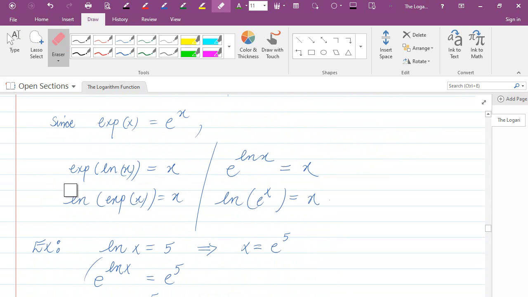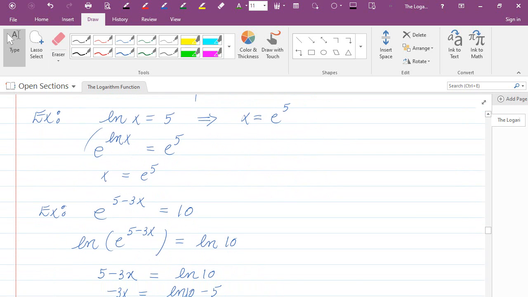So the cancellation property exp of ln of x is equal to x can be rewritten as e to the power ln of x is equal to x. So this left hand side is the same as this right here. And ln of exp of x is equal to x. That is another cancellation property because ln and exp are inverses. This can be rewritten as ln of e to the power x is equal to x. So we are going to be using these two formulas right here.